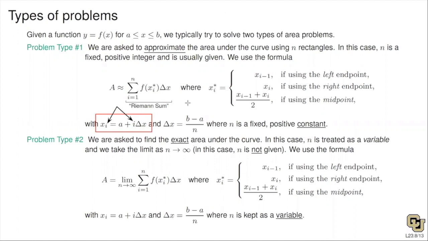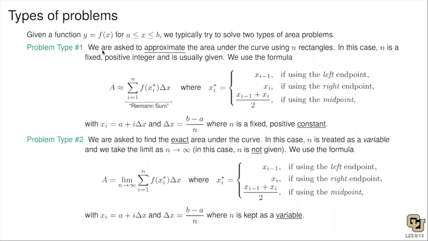So the formula for x sub i minus 1 is just a plus quantity i minus 1 times delta x. So I would just replace these i's with an i minus 1 to find the formula for x sub i minus 1. The formula for x sub smiley face is equal to a plus smiley face times delta x. And you know I hate to do that.